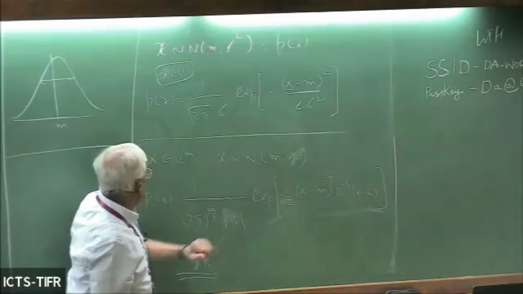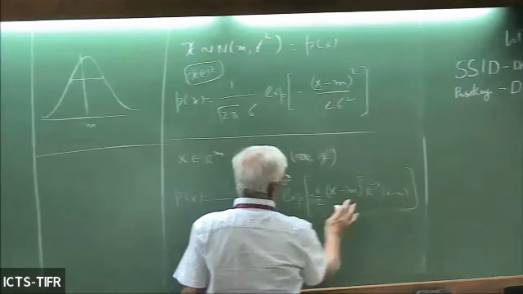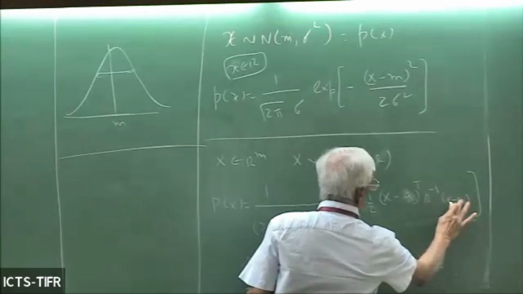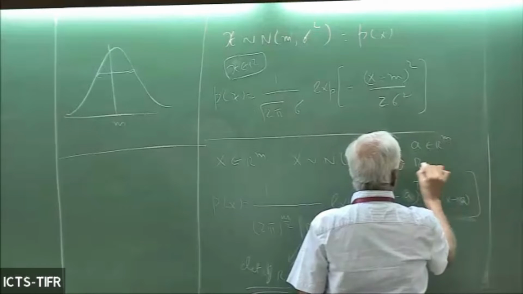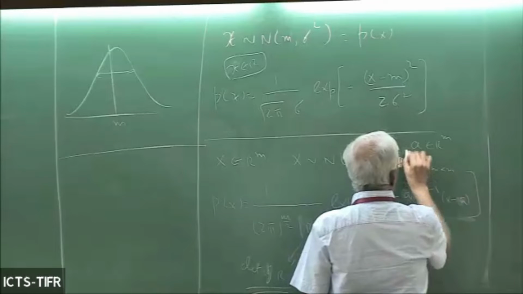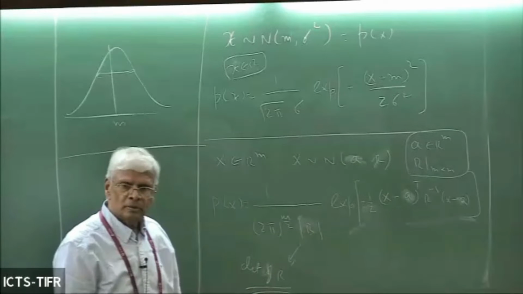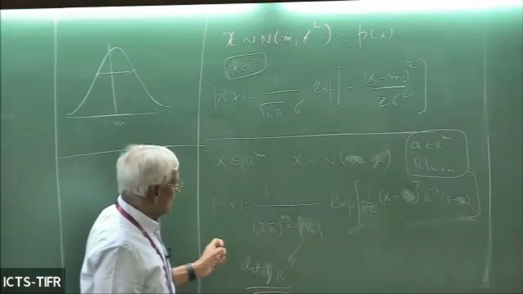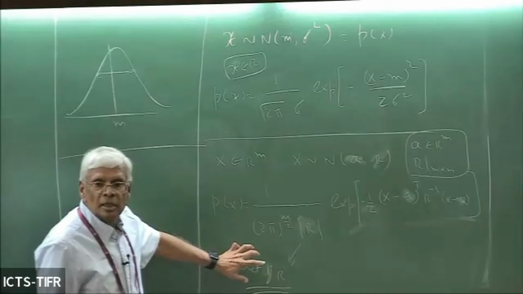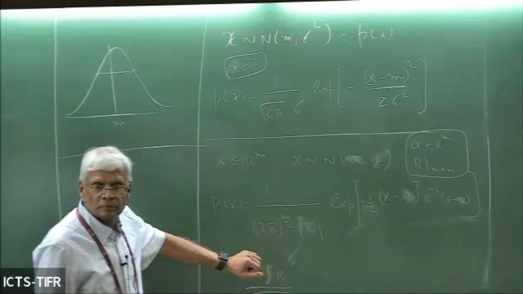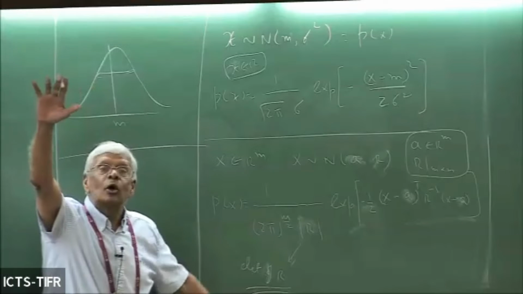Here, I don't want to confuse this m with this m. So let me call this vector a. So a is an m vector. R is an m by m matrix. R is called the covariance matrix. a is called the mean vector. The normal distribution in m dimensions takes this form. This is the functional form of the normal distribution in an m-dimensional space. How many of you have seen this? How many of you know this?